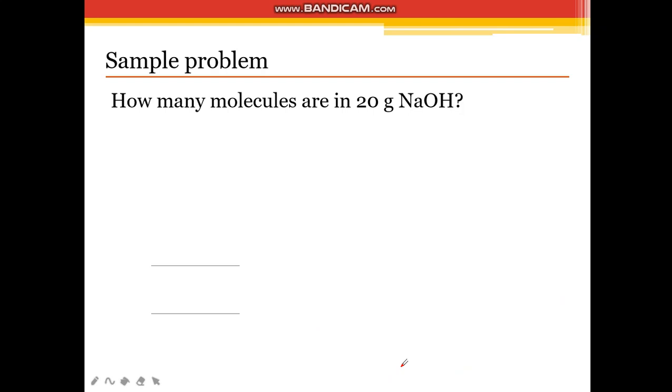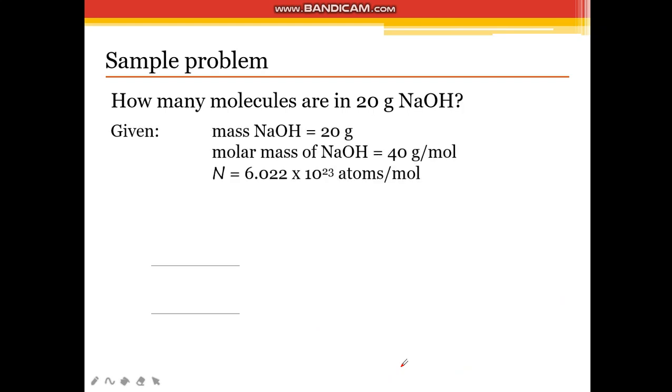Another example that we have: how many molecules are in 20 grams of sodium hydroxide? So we have the following as the given. The mass of sodium hydroxide is 20 grams. We can derive the molar mass of sodium hydroxide by adding up the atomic masses of the elements involved. We have another video clip on how you can compute the molar mass of an element or a compound. So we are to find the number of molecules of the sodium hydroxide.